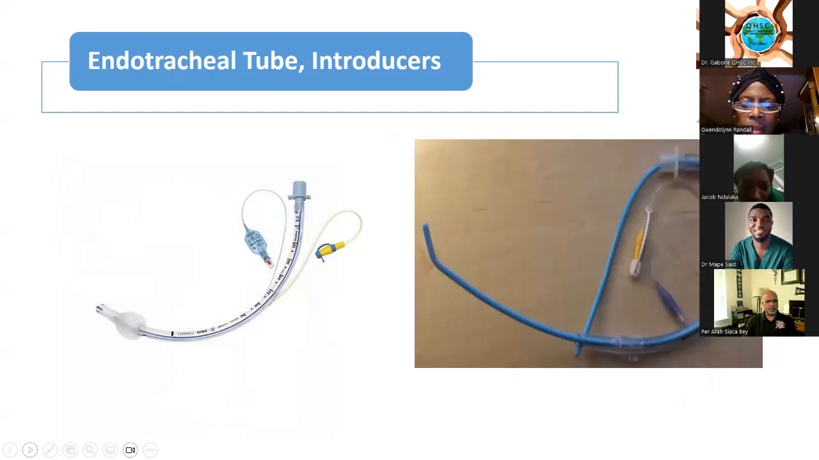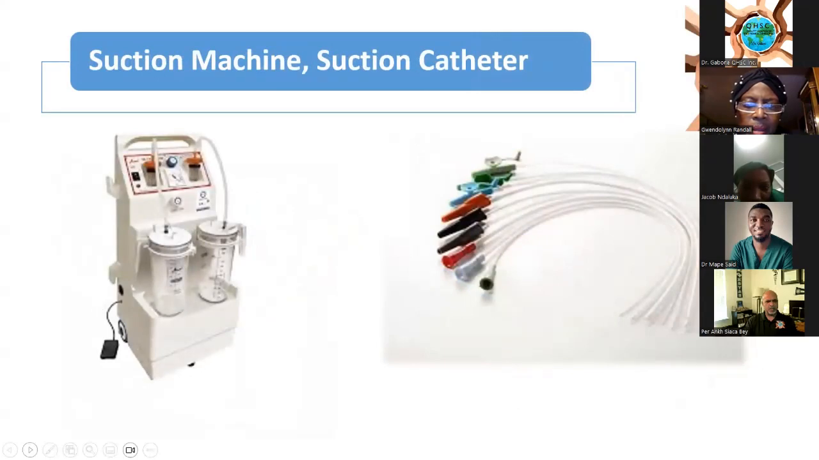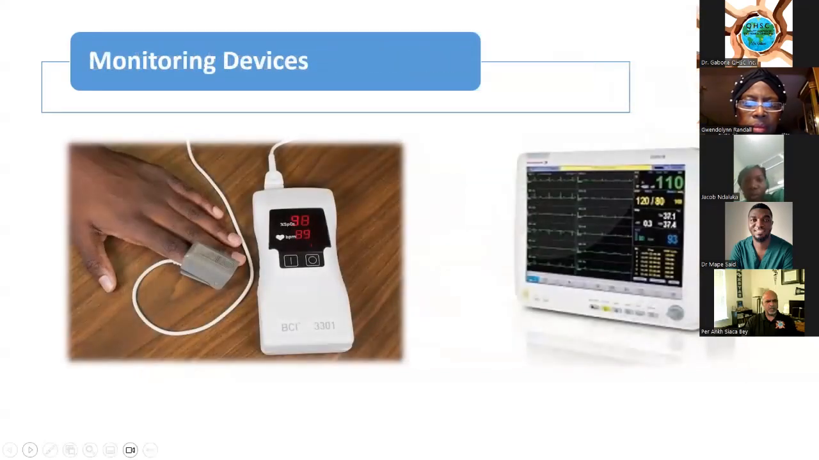Endotracheal tubes and introducers should be ready. So this is like an airway crash cart or airway tray. All of these things are available there. The next slide. Also an important part is suction, a vacuum suction with adequate vacuum effect, and suction tubes. Next slide.